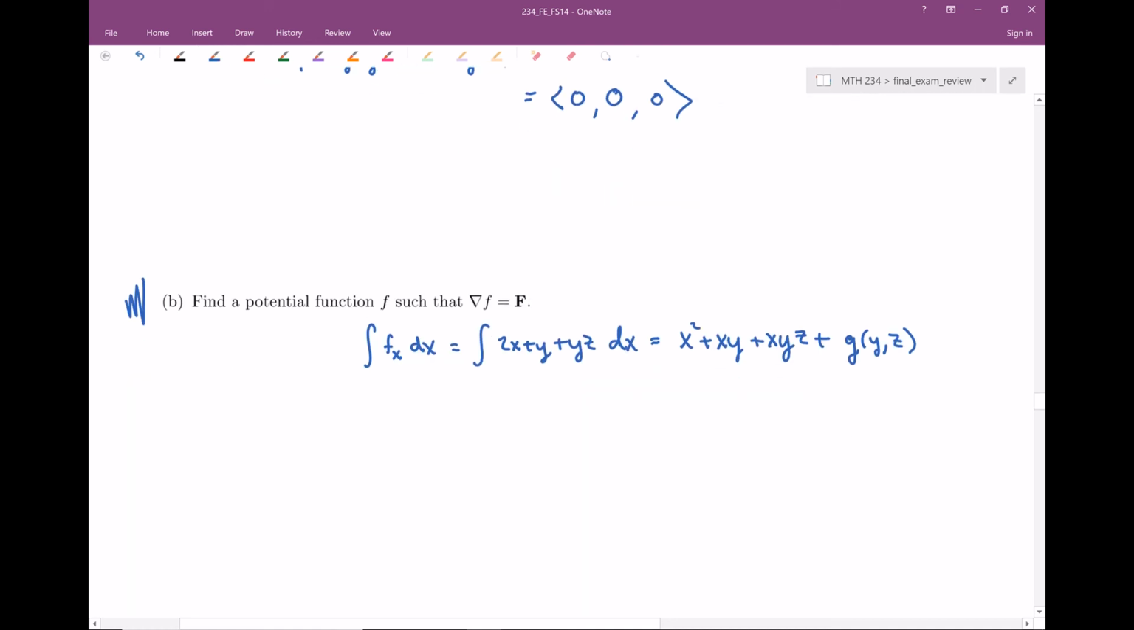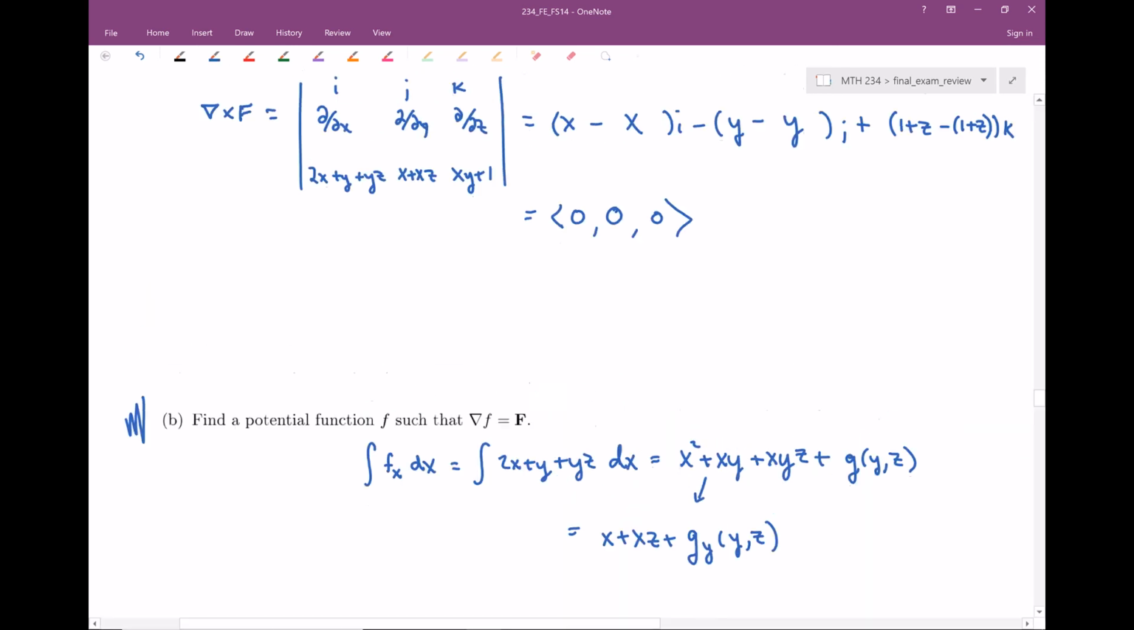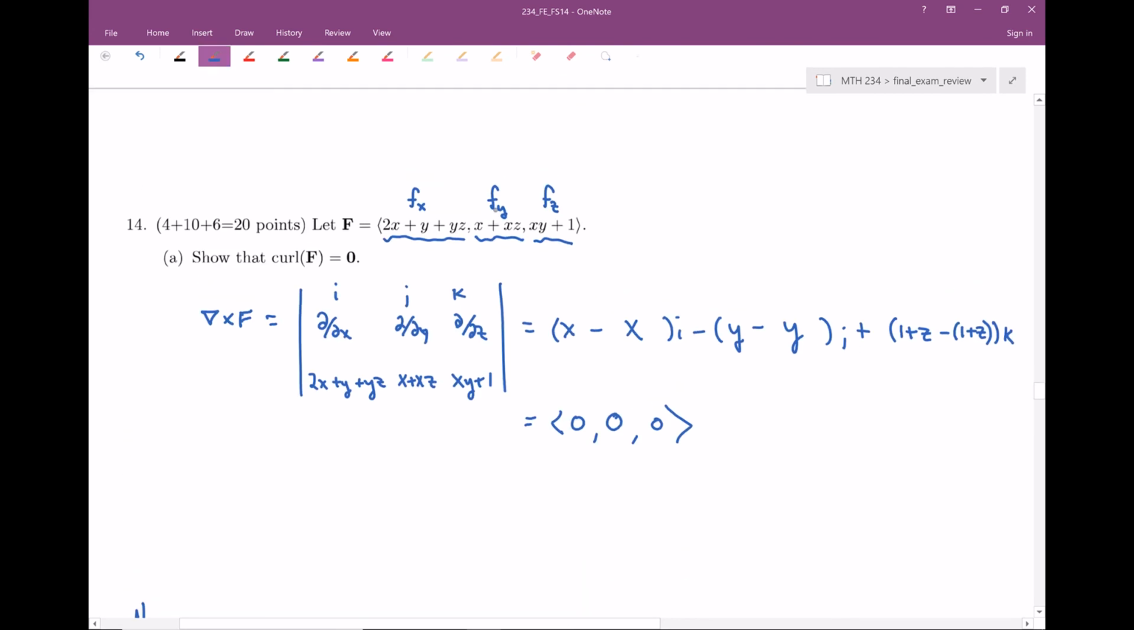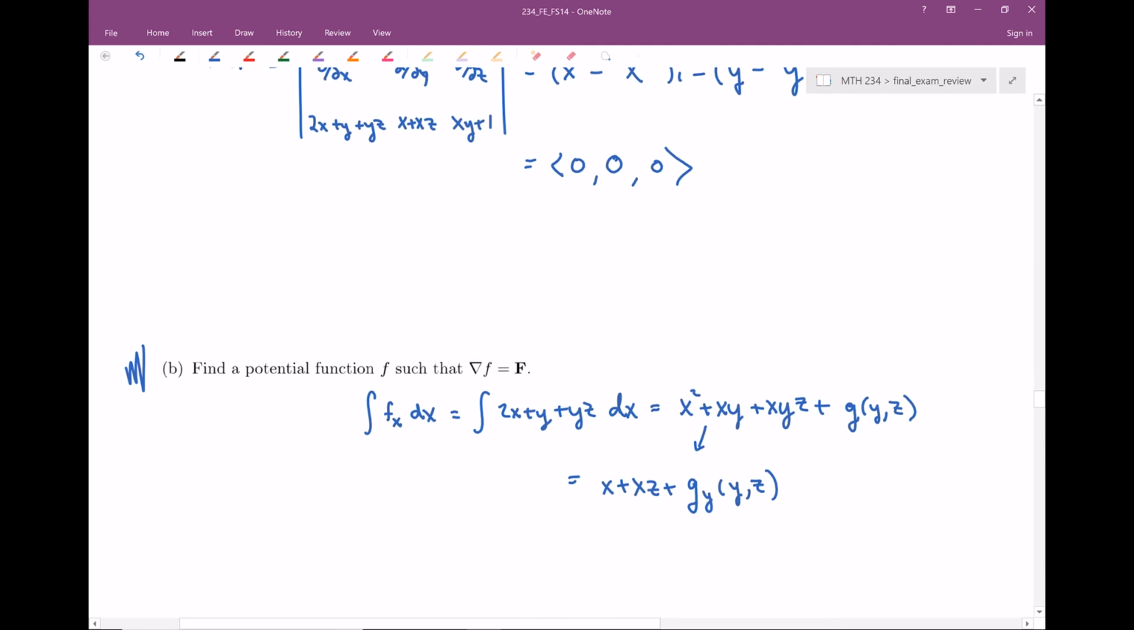So let's take the derivative of this with respect to y. If I was to take the derivative of this with respect to y, I would get xz plus the partial of g with respect to y. Again, I don't know what this is, so I can't really write down any more. So I'm just going to write down the partial of g with respect to y. All right, and if this is true, then this should be equal to f sub y. So f sub y in this case is x plus xz.